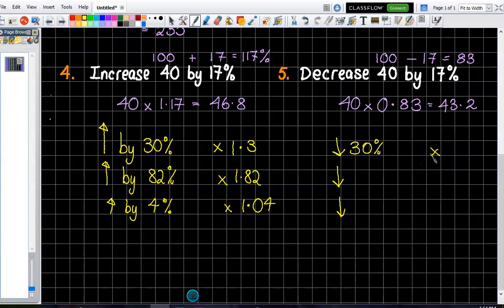0.7. Okay? What if I wanted to decrease by 82%? What would I have to multiply by? In your head, you're going, what's 100 take 82? You went shopping, had $100. You spent 82. How much you got left? 18. So we would multiply by 0.18.